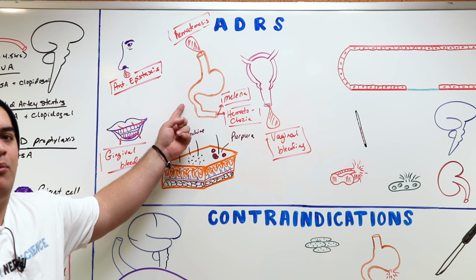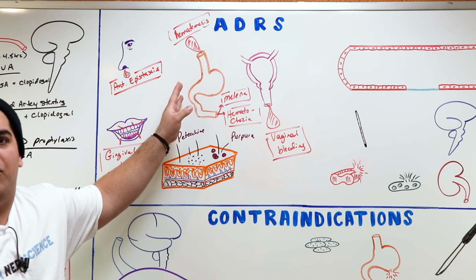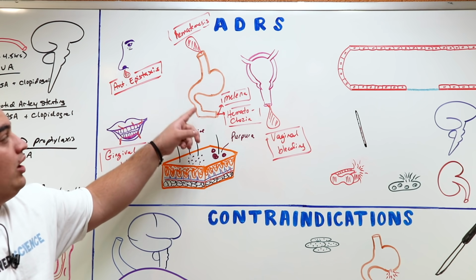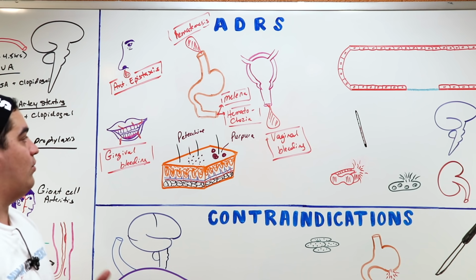So what should you do if someone you think is on this medication might be bleeding, they have iron deficiency anemia whenever you take their CBC? Go ahead and do a hemocult, okay? So check to see if there is any blood inside of the stool as well.